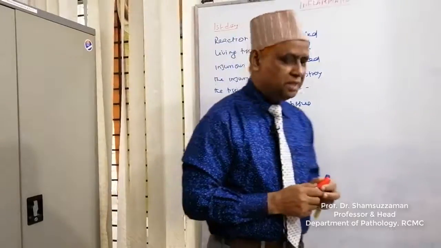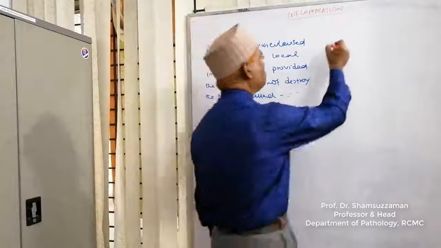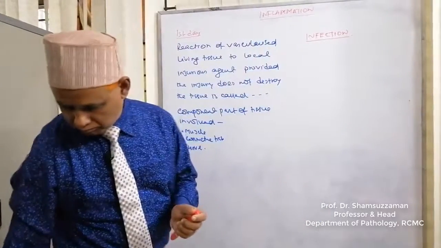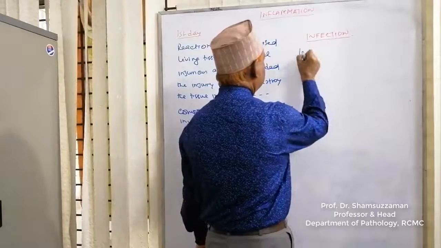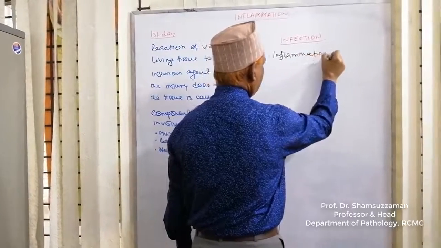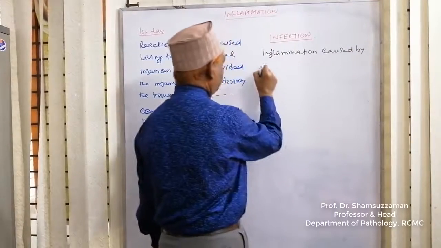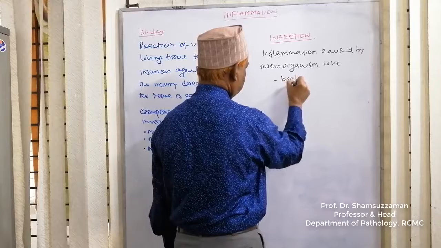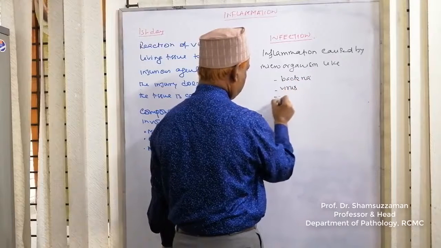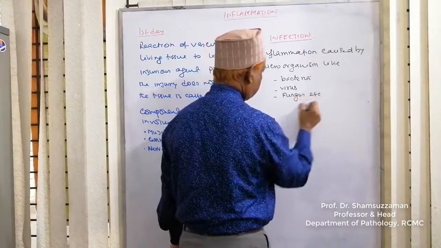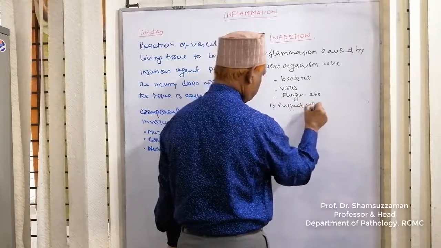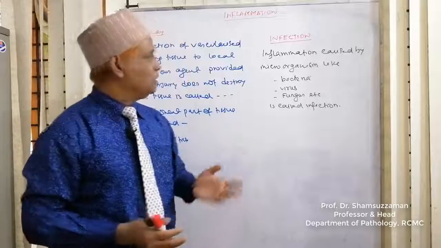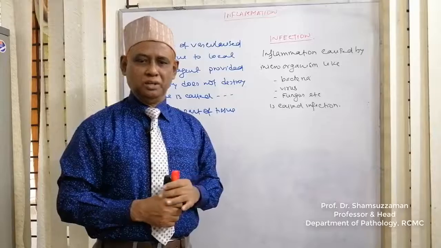Now come to what is infection. This is inflammation. Now come to what is infection. Infection: inflammation caused by microorganisms like bacteria, virus, fungus, etc. is called infection. So when inflammation is caused by microorganisms, it is called infection. So we can say all infection is inflammation, but all inflammation is not infection.